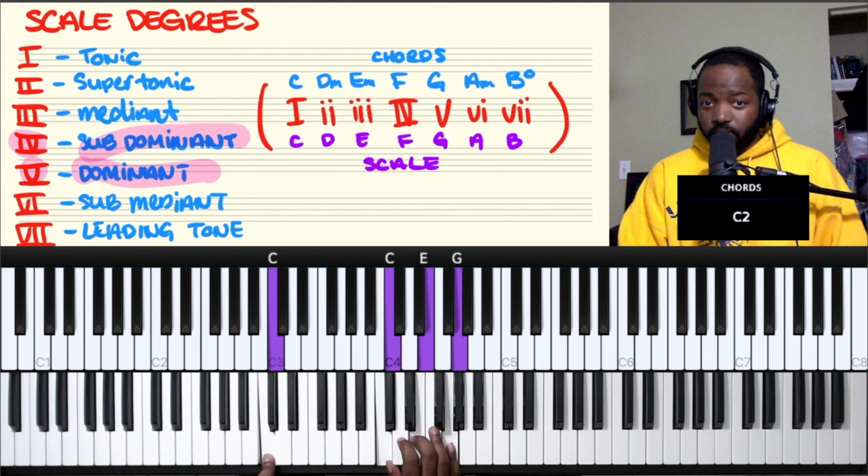So either way you look at it, G has a lot of tension and resolve to C, and so does F to C. There are even certain instances where you've probably heard a 4-5-1 movement.